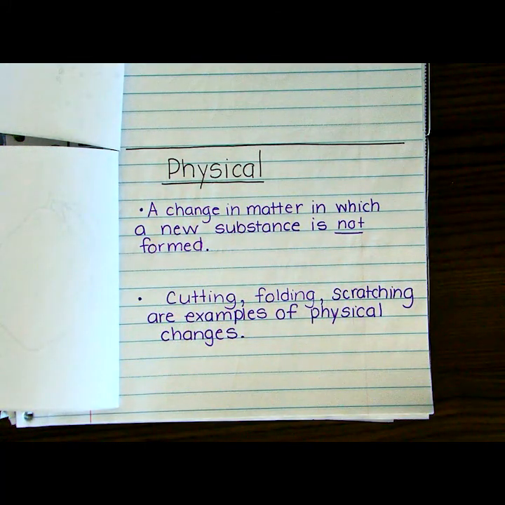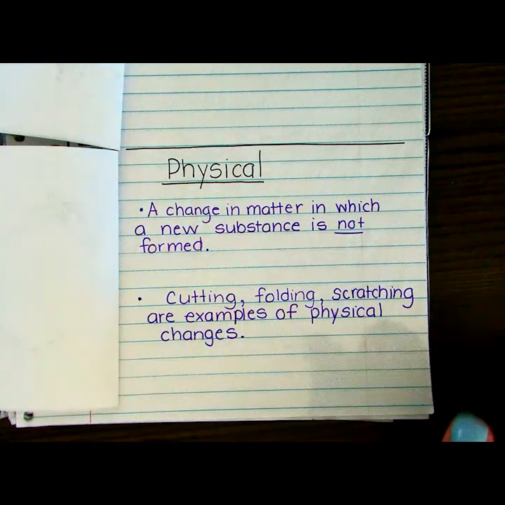We even saw the example of cracking an egg, right? We take the egg and we know what's inside of it, the egg white and the egg yolk, and we might crack it open and now it's in a bowl. Well, a new substance has not been formed. It's the exact same substance that we had inside the egg. However, once we fry that egg, or we add it to something and we bake it, now a new substance is formed. It changes. It cannot go back to its original state. That leads us into chemical changes.